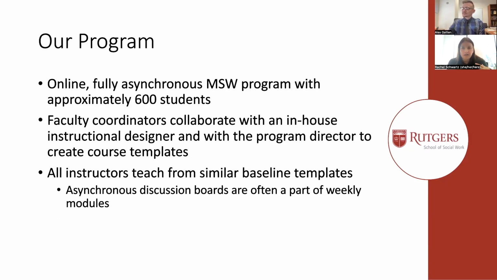So our context, so we're coming from the Rutgers School of Social Work. We have a fully online, 100% online MSW program with approximately 600 students. We've been running this program for about 10 years. We started in fall of 2013. And so we've certainly grown over the years. Our students are coming from across the country. We have a lot of students coming from New Jersey, but all across the country. It is an asynchronous program.